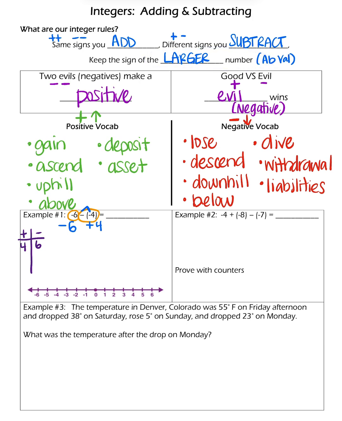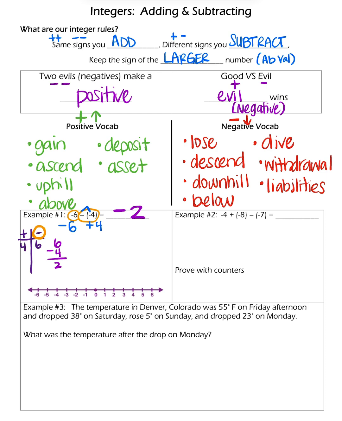Well, that's going to be team negative. So whatever I get for my answer, I know that my answer is going to be a negative number because team negative had more players. So if I have teams on opposite sides, I am going to follow the rule of different signs subtract. So I'm going to grab my two numbers, 6 and 4, and I'm going to subtract them. 6 minus 4, and I am going to get 2. And so my answer is negative 2.